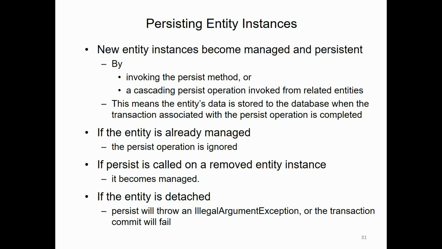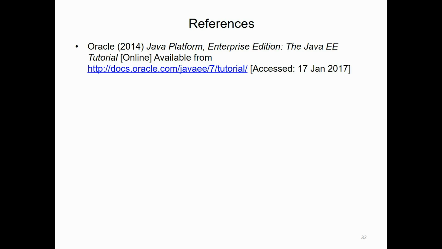If the entity is already managed, when we call persist, that operation is ignored. If we have removed an entity and then call persist, well, then it will become managed again. So the row will once more appear in the database table. On the other hand, if we have detached an entity and try to persist it, then we've got a problem. Detached entities cannot be persisted, and therefore we will get an illegal argument exception, and most likely the commit will fail. More information is available in the official Java EE tutorial.